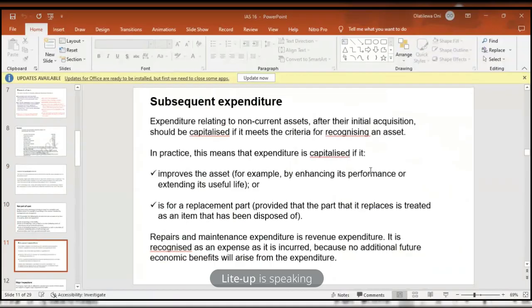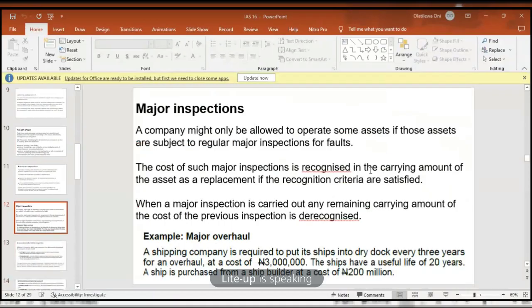Talked about subsequent expenditure on any item of PPE. If the expenditure improves the asset's life, how that must be capitalized. And if it's just a replacement part, how that is treated as repair, how that repair and maintenance is explained in the financial statement. Then we talked about major inspection. That is, when you are doing a major inspection on an item of PPE, how that inspection should be treated, separated from the cost of the asset itself.